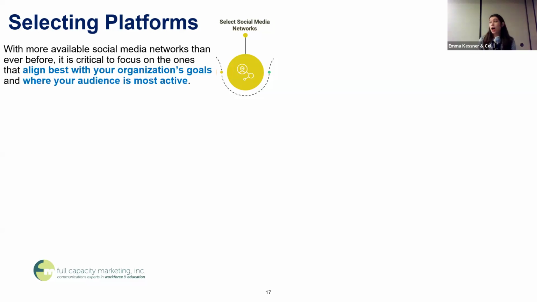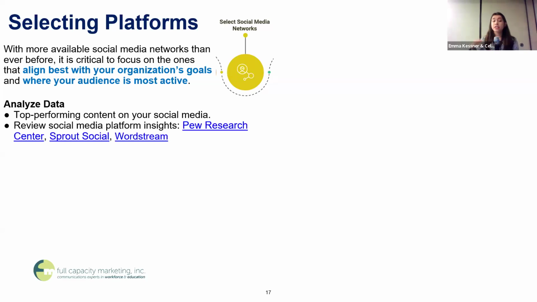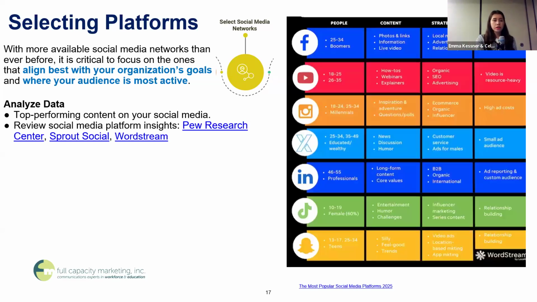And because of that, we highly recommend focusing on the platforms that align best with your goals, those goals that we already created, and also where your audience is most active. So how do you know where your audience is most active? One, you can look at the top performing content on your social media. You can take a look at some platform insights. If you download the slides, you can click on those links and get to a whole list of a lot of data on what are the most popular platforms.